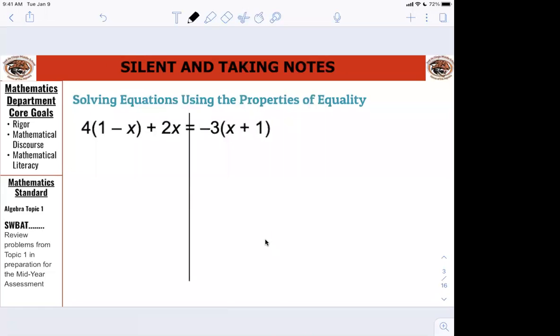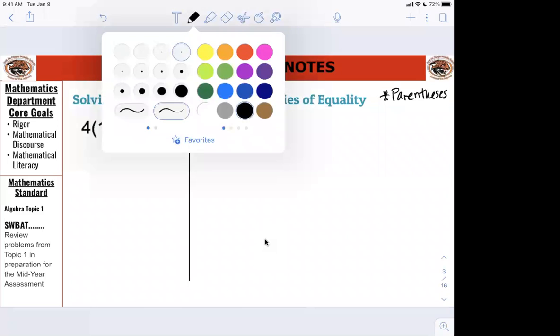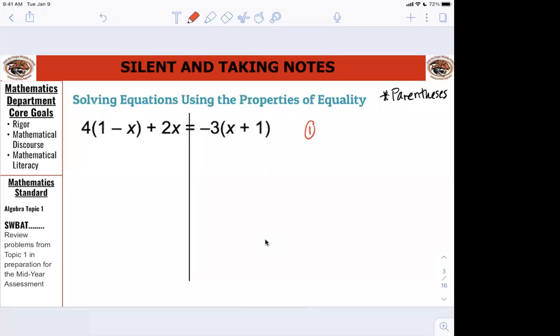All right, so I have this equation here. What should I do to solve it? What are some things I need to get rid of? The parentheses. Yeah, I have parentheses. I want them gone. How do I get them to go away? Distribution. Beautiful. So that brings us to our very first property of equality. We're going to distribute.